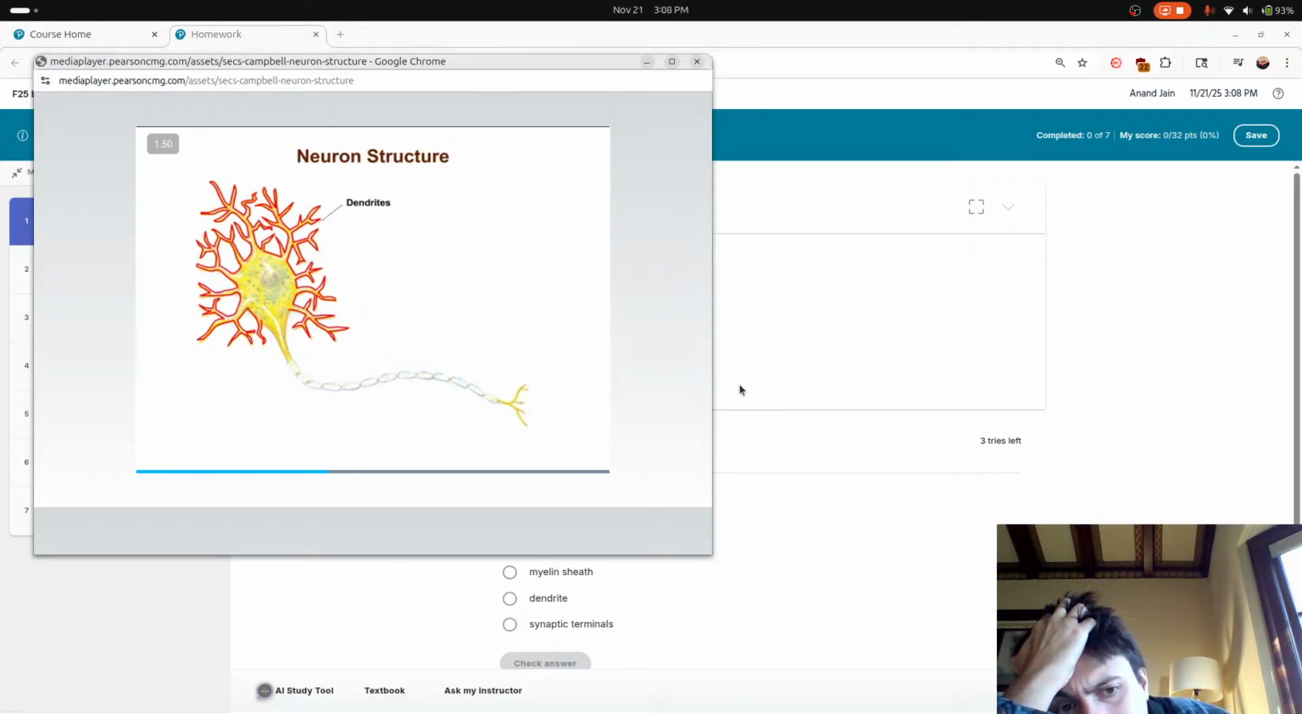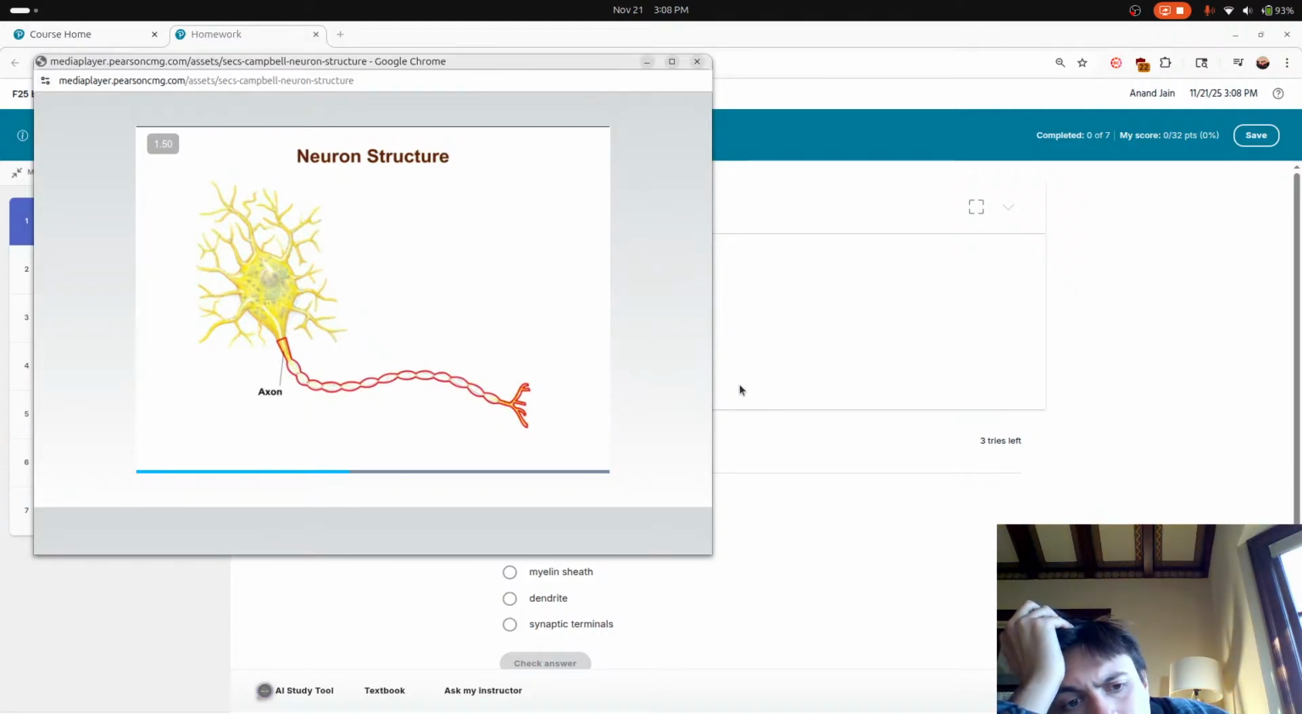Dendrites convey signals toward the cell body. The axon conducts signals away from the cell body and toward another neuron or toward an effector, such as a muscle cell. The axon is composed of the node of Ranvier, the myelin sheath, and the synaptic terminals.